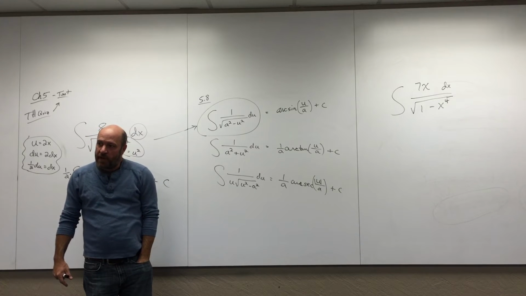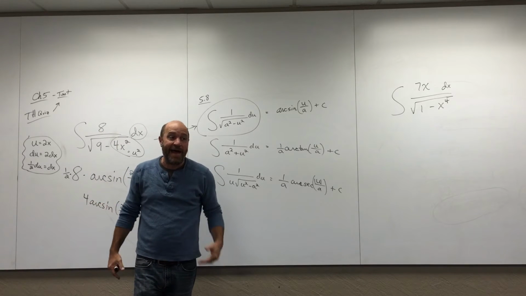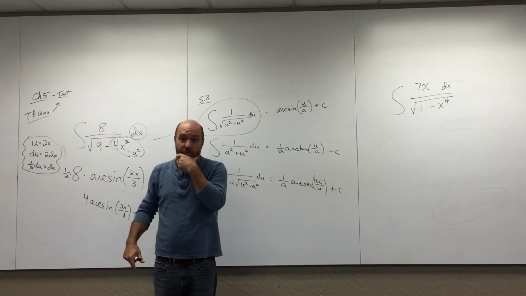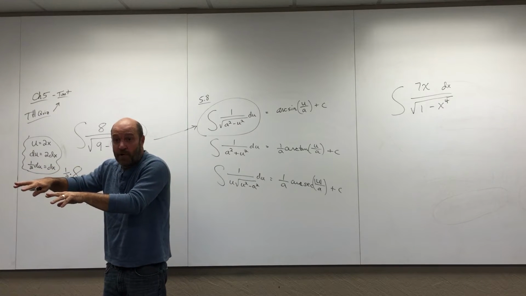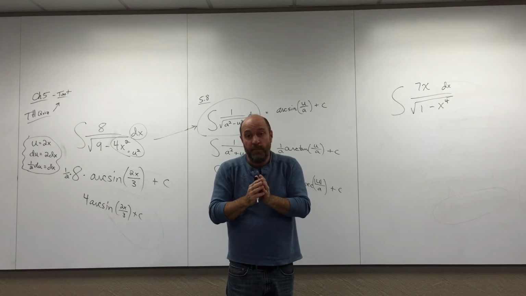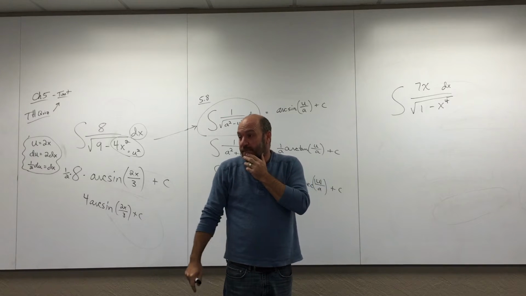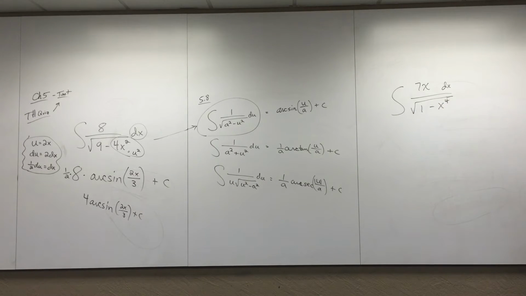The key would be maybe to try things. A lot of this stuff is trial and error. Maybe you try u equals something and you chase it and it goes down a bad road and you abandon it and you try u equals something else. But this time, again, I'm paying attention to the power on x.